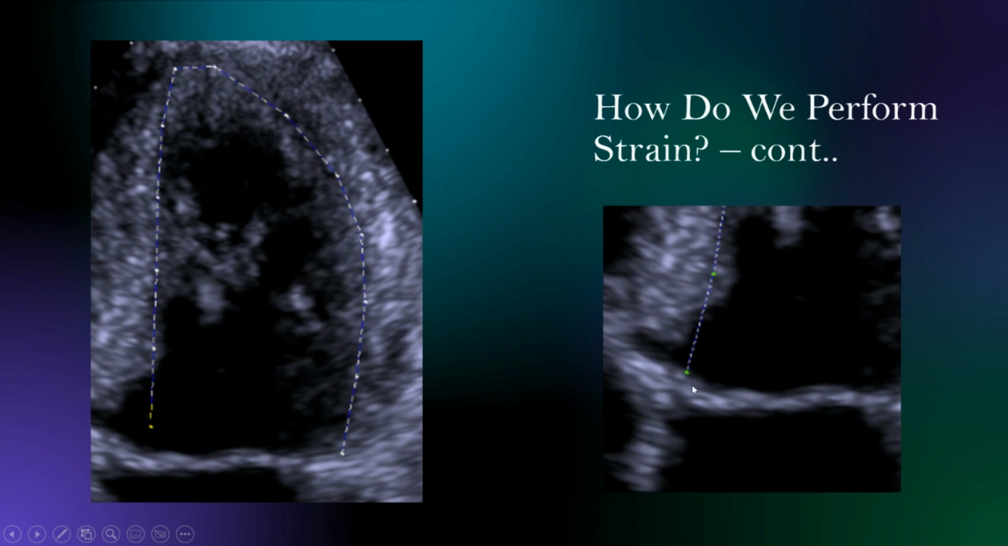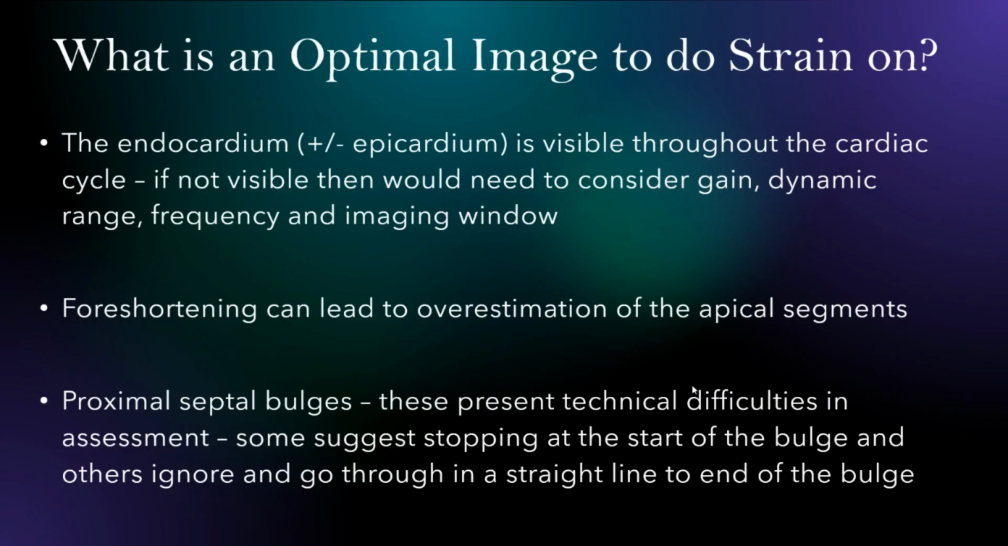So then I'd reposition that cursor point down and then rerun the analysis. So what's an optimal image to do? Well, basically one where you have good endocardium and epicardium visible throughout the cardiac cycle. Foreshortening you've got to be careful with, because it can lead to overestimation of the apical segments and can lead to quite different numbers.